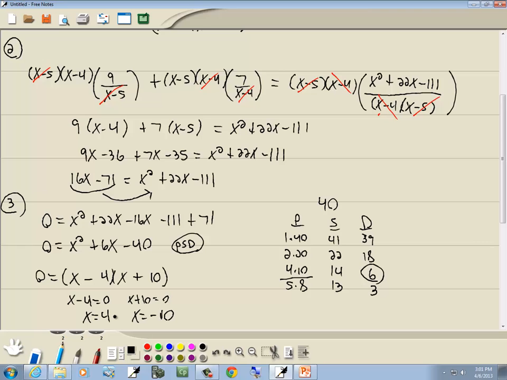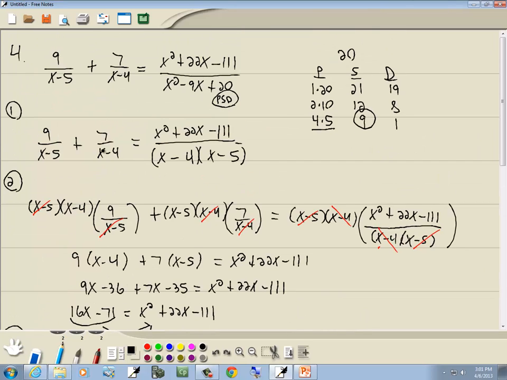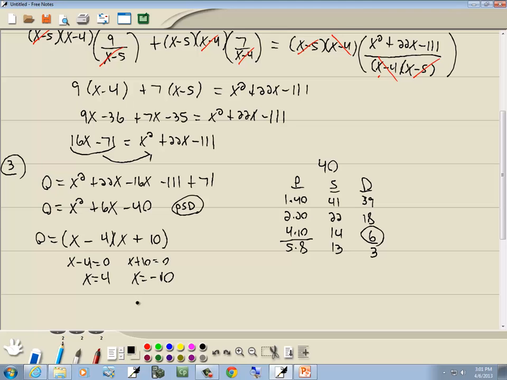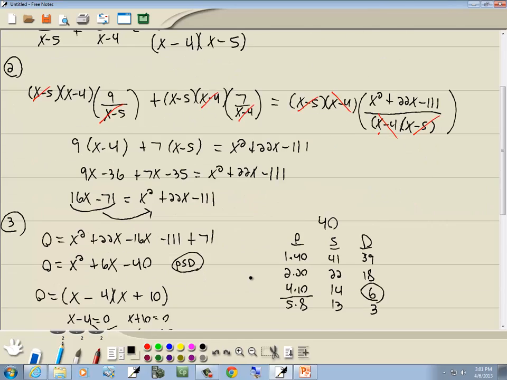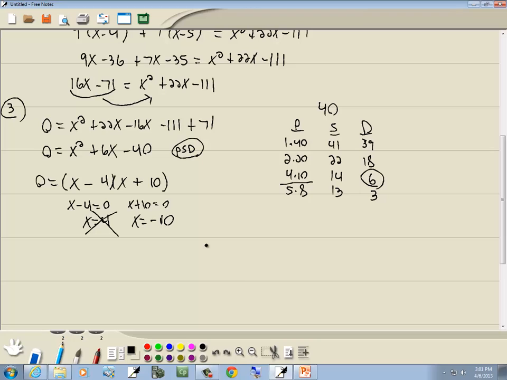We want to check it. So let me check the x equals 4. Go back up here. 4 minus 5 is negative 1. That's okay. 4 minus 4 here gives us 0 in the denominator. Can't have that. So that one fails. Now if I take negative 10, put it back up here. Negative 10 minus 5, that's not 0. Negative 10 minus 4, that's not 0. And same thing over here. So that problem, or that answer actually works.